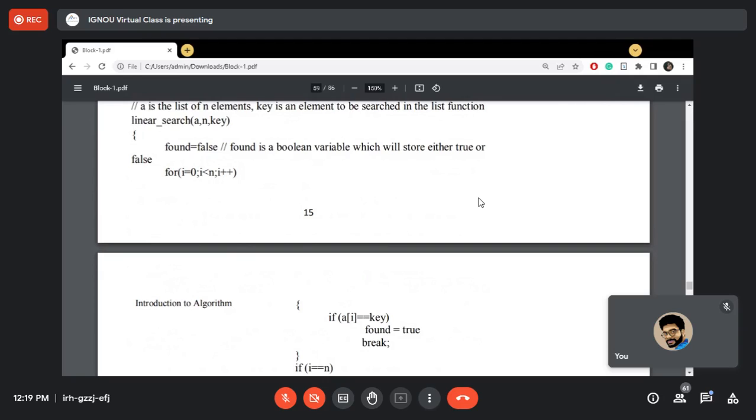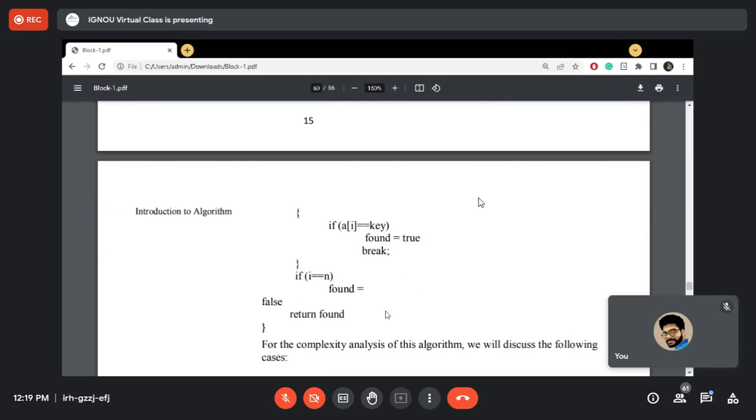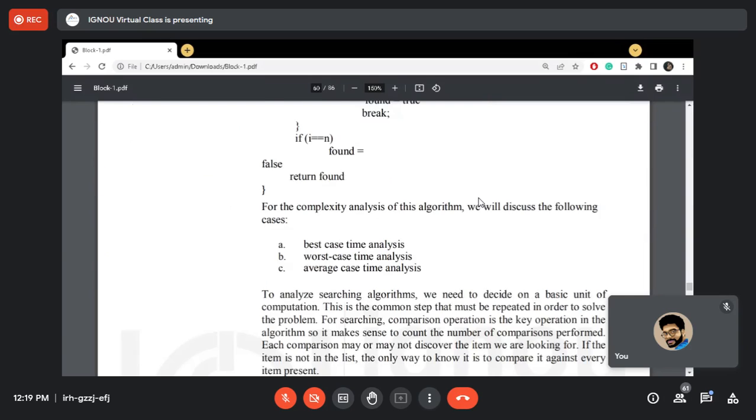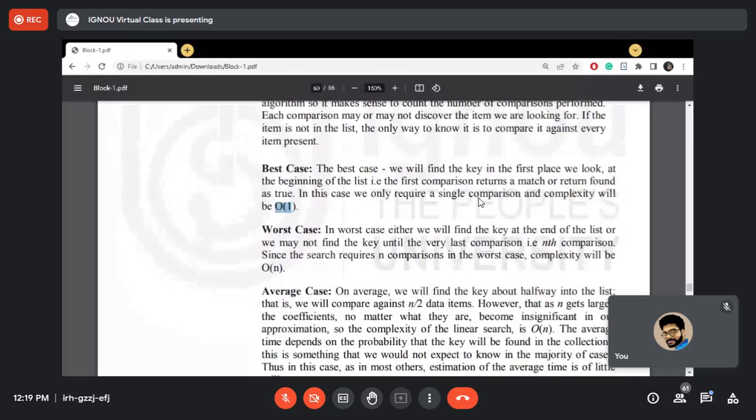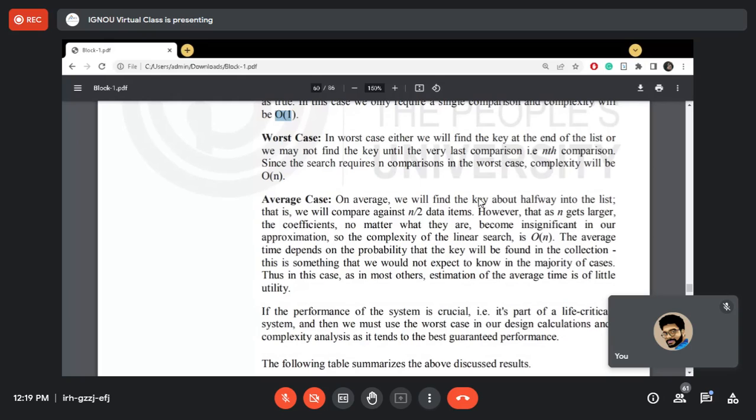So you need a for loop for that, so that you can increment the index value and check your key with the particular index value. So again, yes, the best case is big O(1). That means you found the first element in the first comparison. Worst case means the very last comparison or no key found. And the average means a middle between the worst and the best case.